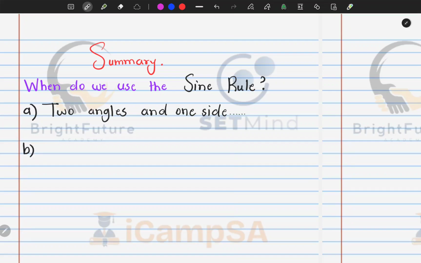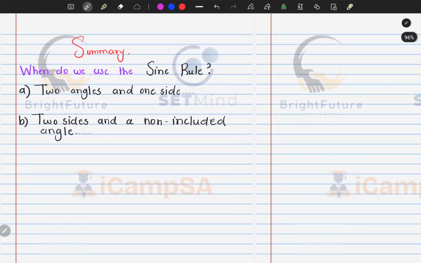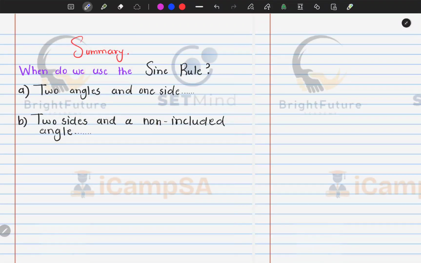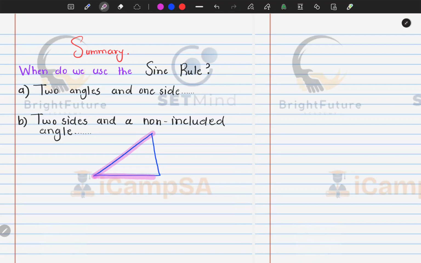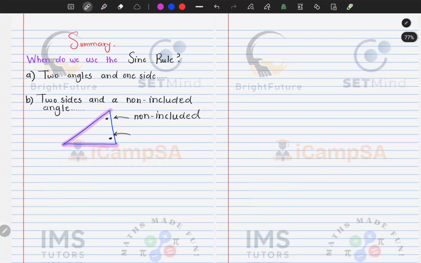The second one is when we have two sides and a non-included angle. And I want you to remember, when we are speaking of a non-included angle, let's say, for example, we have a triangle like this. So if I'm given the pink side like this and this one, if the angle does not lie on the V, let's say the angle lies here or the angle is there, those angles are non-included. So that is very important. Let's make some space. So those two angles are non-included.